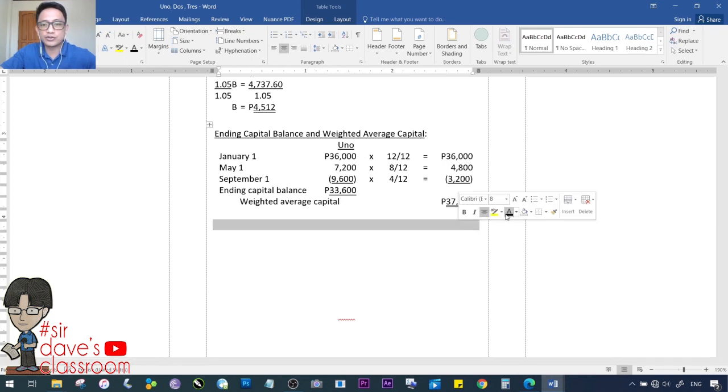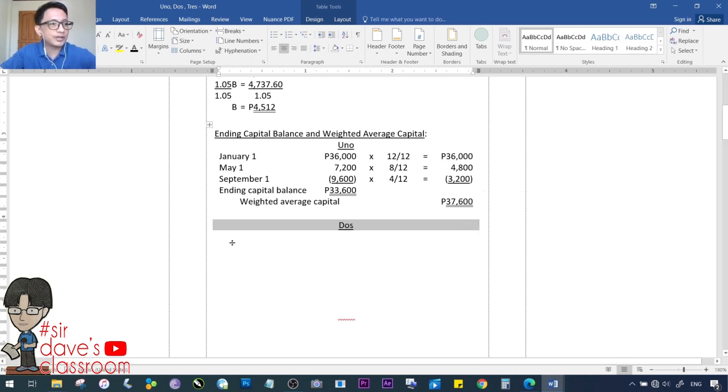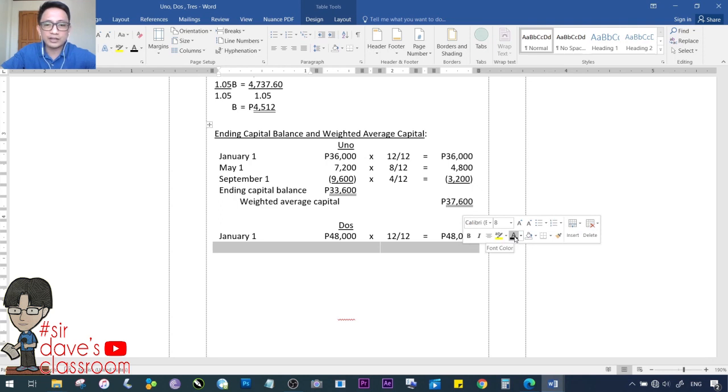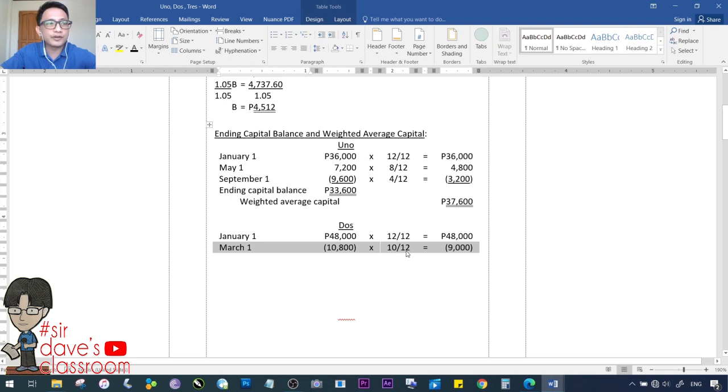Si Dos. For Dos, ang first ay, syempre, beginning capital balance, January 1. 48,000 times 12 over 12. Sunod sa kanya, March 1. Tingin ka sa problem mo. Okay, sunod na ganap kay Dos, March 1 na. Therefore, yung 10,800 ng March 1, that must be times 10 over 12, 10,800. Take note, withdrawal yun, kaya pa-deduct dito.